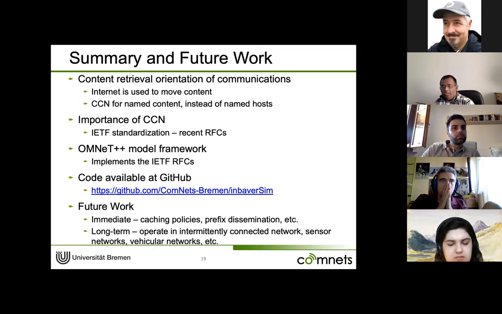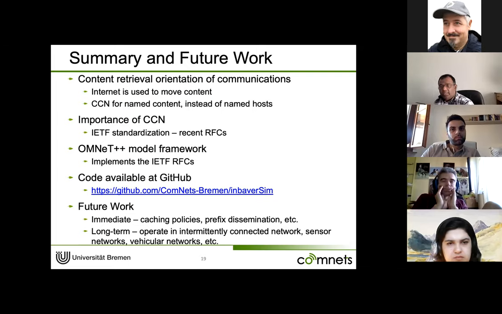For the future work, we have a lot that we have listed, but I have only put some of them. Immediately, we want to have better caching policies. There are many caching policies for CCN, but we have used a very simple caching policy. The RFC doesn't tell us to use any particular caching policy. It doesn't matter for the RFC. The RFC says that you could use any caching policy as long as you can serve a content or you are able to forward the request further, right? So we need to fix the caching policy.